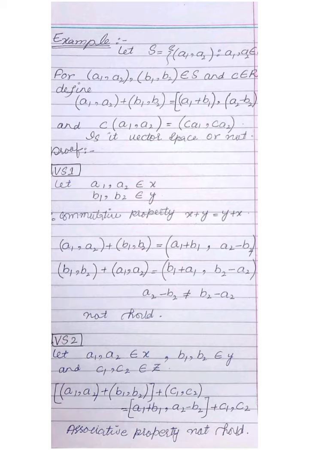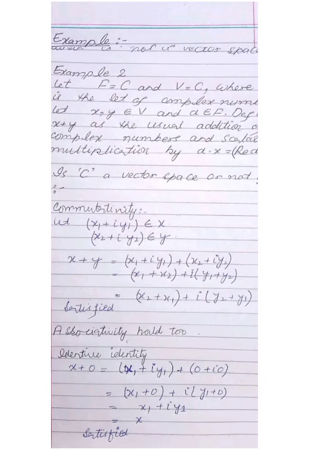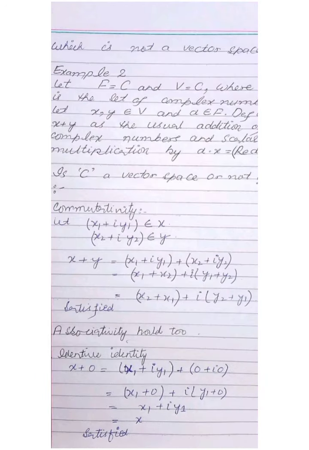First of all, (a1, a2) plus (b1, b2) is (a1 plus b1, a2 minus b2). It must be kept in mind that a2 minus b2 is not equal to b2 minus a2, meaning the first property does not hold. If any one of the properties is not satisfied, then it is not a vector space. Okay, let's move to the next example.